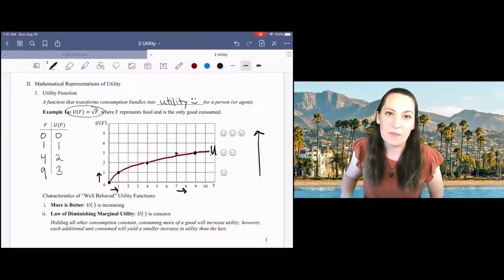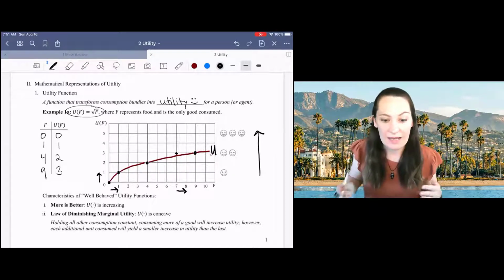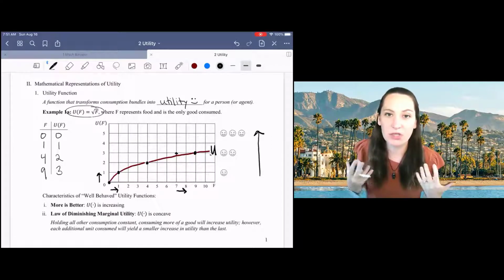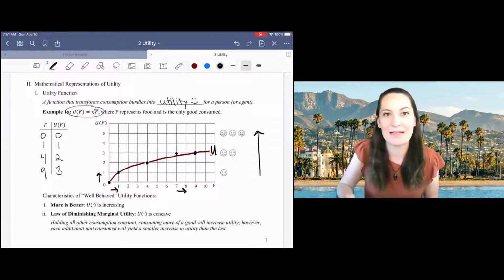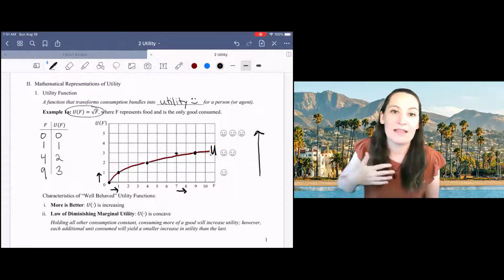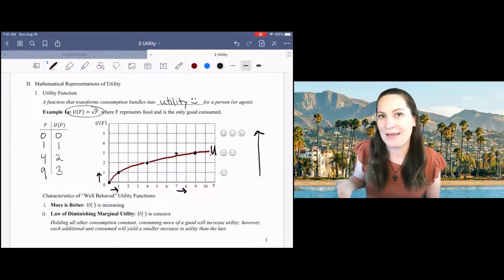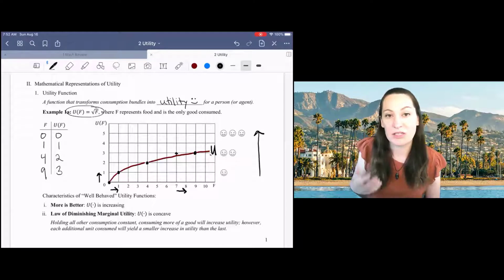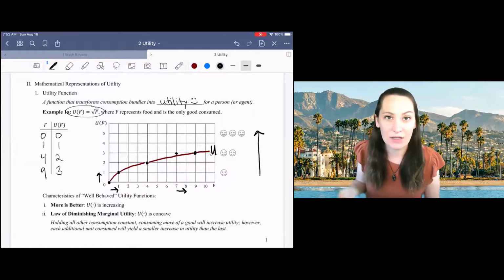This is the law of diminishing marginal utility, and it should be true for all well-behaved utility functions, but it should also be true in general for most goods in life, right? The more you consume of something, the less happiness each additional unit brings you. That first slice of pizza is going to taste really good. The 7th slice of pizza, probably not so much. At some point, you don't want it anymore because you're full, you're satiated. And that's not just true for food, it's true for really any good that you can think of.